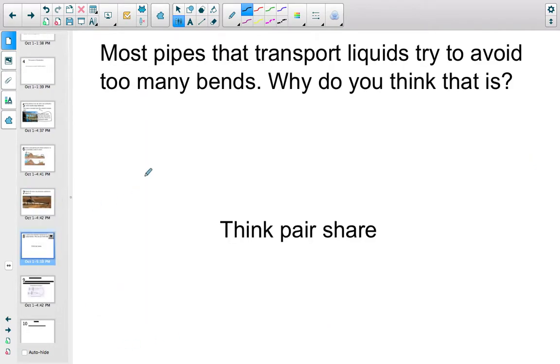So most pipes transport liquids to avoid too many bends. We already talked about this. We talked about the fact that the pipelines don't want too many big bends, because every time you bend, you start increasing the pressure on that bend. And if the pressure gets too high, you can cause a spill.